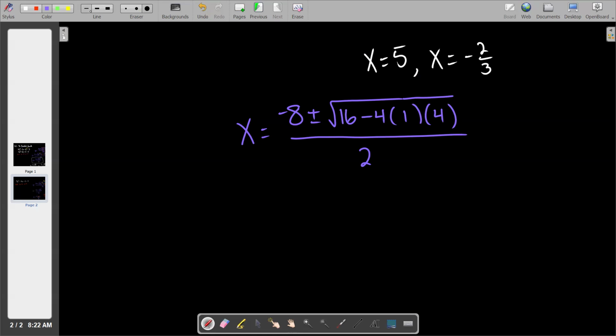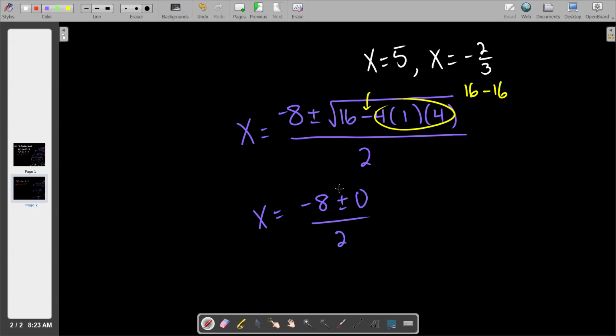So what's interesting is obviously the minus is a keeper. And what is 4 times 1 times 4? And so the discriminant in this case is 16 minus 16. And what does that equal? Right. So something interesting happens in a problem like this. You say -8 plus or minus, what's the square root of 0? 0.